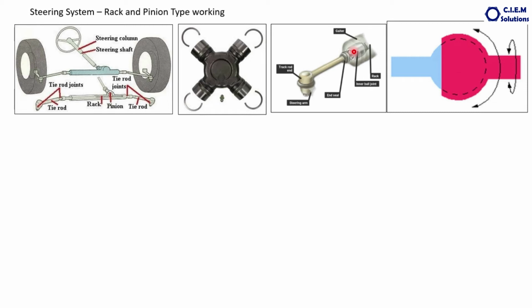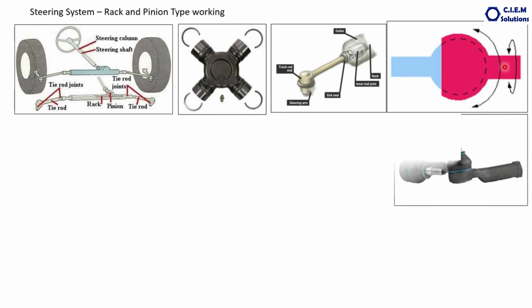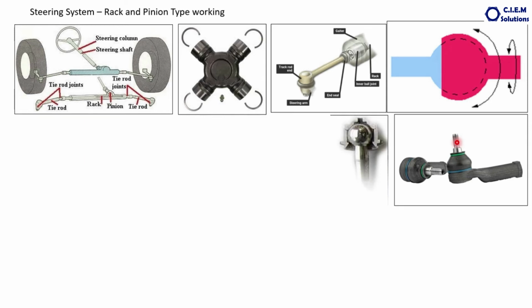Grease is always available here to lubricate this ball, and there will be a seal, an end grease seal, to prevent the leakage of the grease. This end, we discussed, has the ball stud. Here there will be a ball. This is the stud. This is called the ball stud. This stud is fitted to the steering arm at the wheel hub.